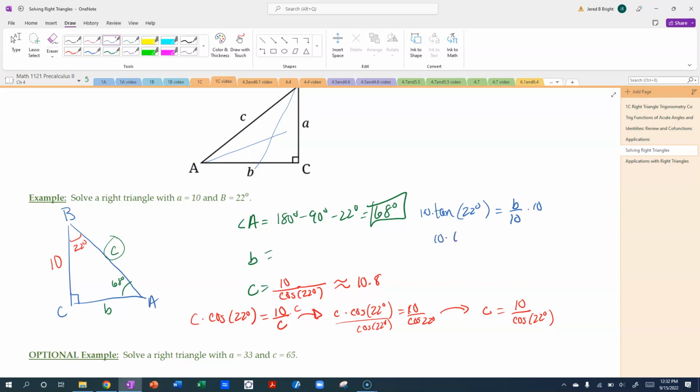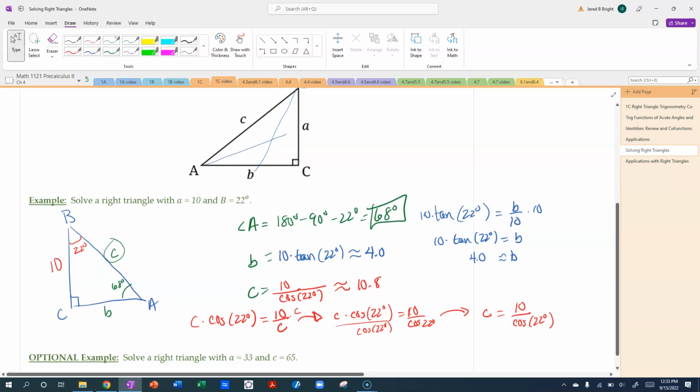So I have 10 times tangent of 22 degrees is equal to b, okay? And if you approximate this, you get about 4.0, okay? But again, if it doesn't say round or approximate, we should probably write the exact value. So I'm going to write 10 times tangent of 22 degrees. And then I'm also just going to include the 4.0. Okay, so there we go. We finished our first example.